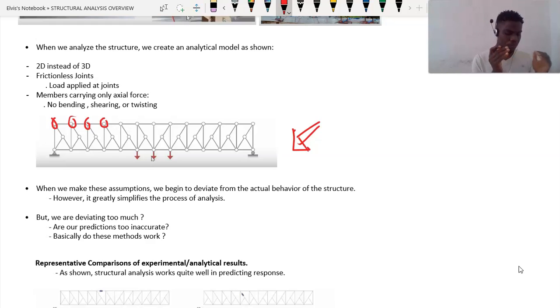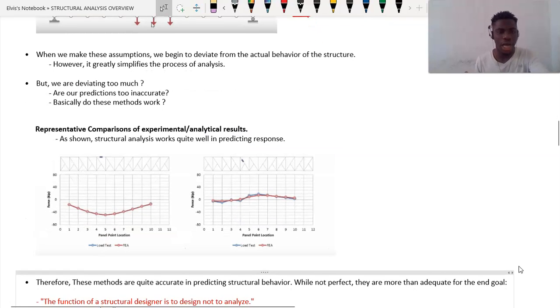And whenever we find out that our assumptions are wrong, we need to go back and analyze these structures again. So we need to always check whether our assumptions are correct or not. Okay, guys, so this is how we go about structural analysis.